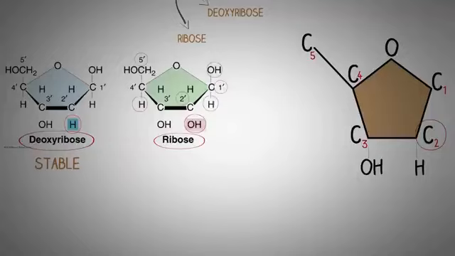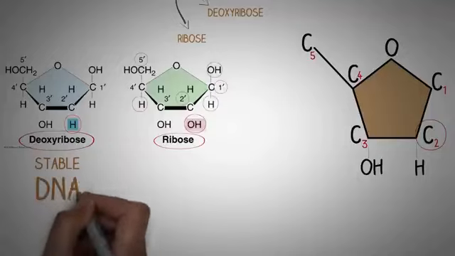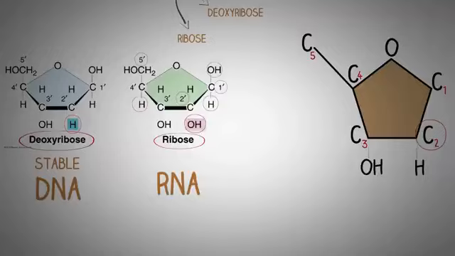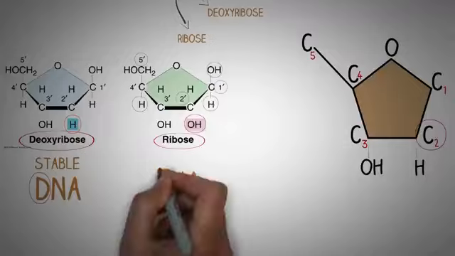Deoxyribose is present in DNA and ribose is present in RNA. You can also remember this by the starting letter of DNA, which starts with D, so the deoxyribose, and RNA, which starts with R, so the sugar is ribose.